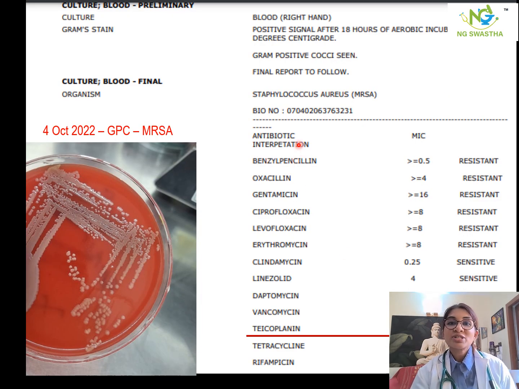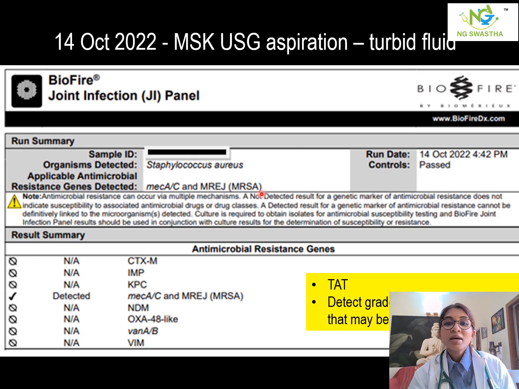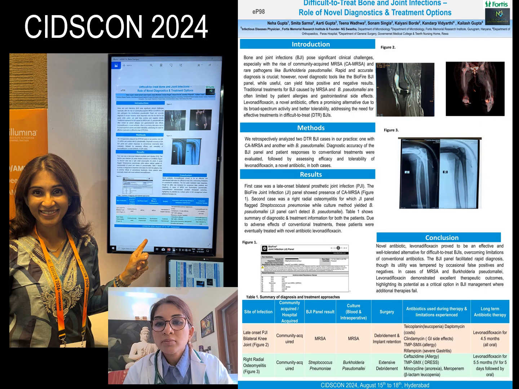This particular patient who had prosthetic joint infection had a blood culture with Staphylococcus aureus. With Staph aureus, we need to look at the oxacillin susceptibility. It was resistant, so this is an MRSA, and teicoplanin was susceptible. Subsequently, the prosthetic joint also got infected, and the Biofilm GI panel detected Staph aureus here with the mecA.